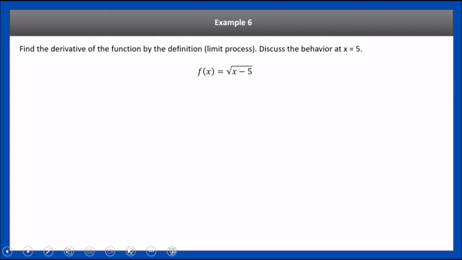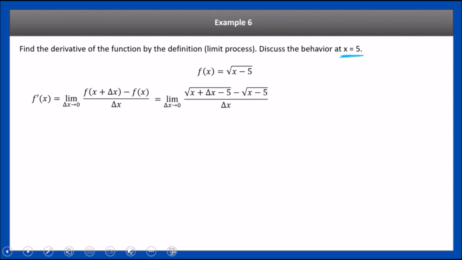Let's go ahead and take a look at some other behavior, some other peculiar functions. This is an interesting function because it's a square root. So let's talk about how we can actually take the derivative of a square root function. And then we're going to see how it behaves at x equals 5 because it's going to have some peculiar behavior. All right, so we're going to take the first definition approach. We'll do the first definition first, and then we'll see about doing the next one.